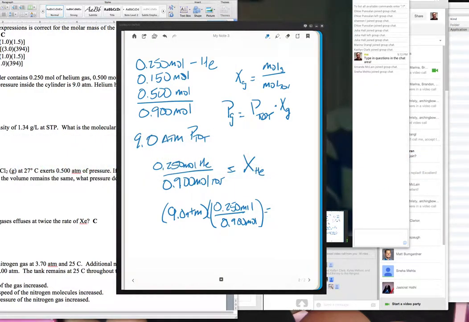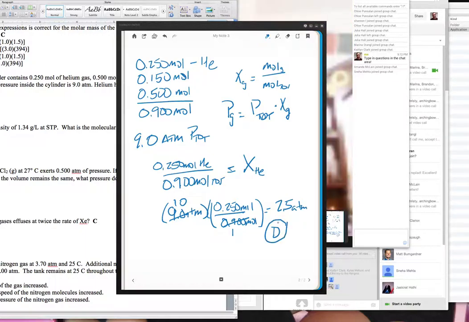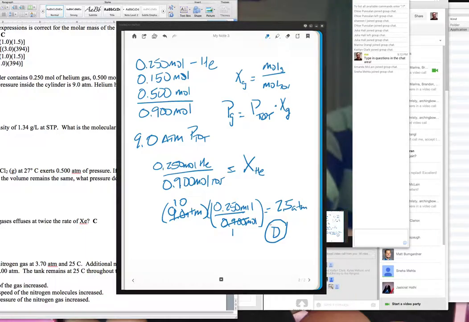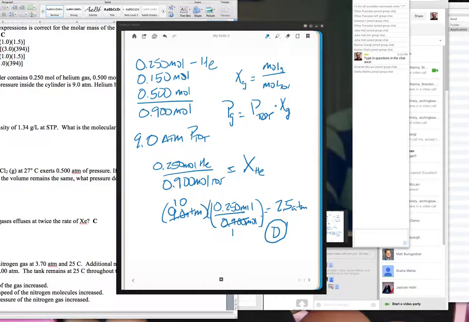And then since we're not using a calculator, it's multiple choice, 0.9 going into 9, that's 1 going into 10. 10 times 0.25 is 2.5 atmospheres. So, and that answer is D. So, does that make sense? Yeah. Okay. Yeah. Good. And so that was, for those of us that just joined, that was number 8 on the multiple choice.